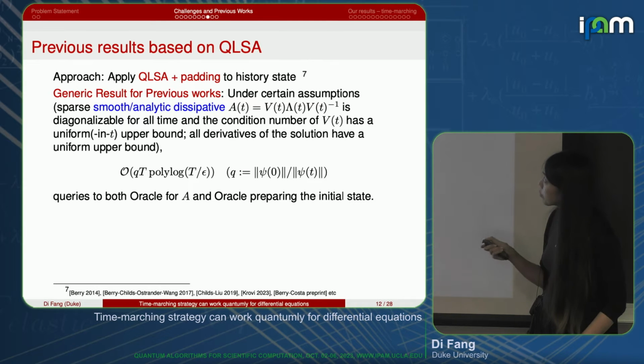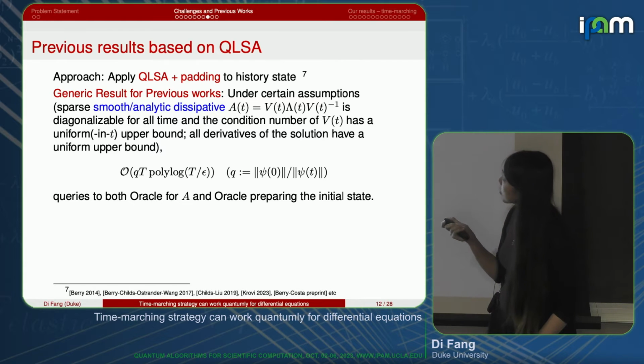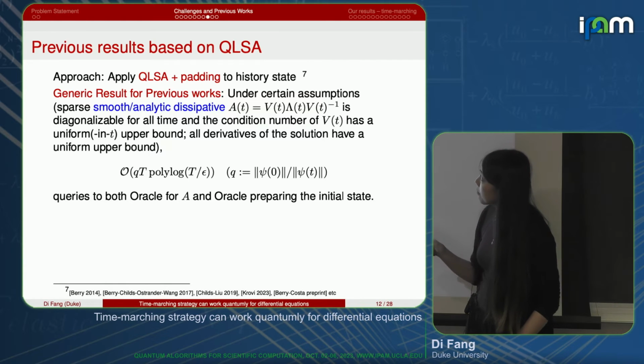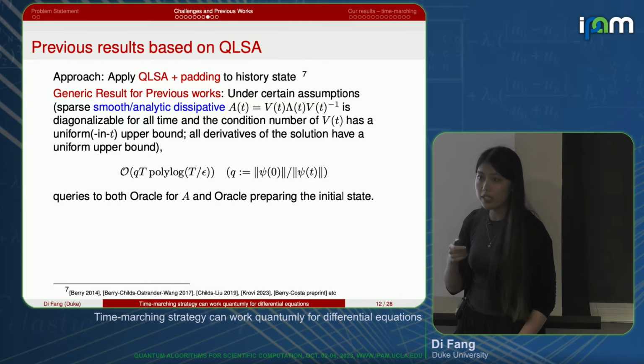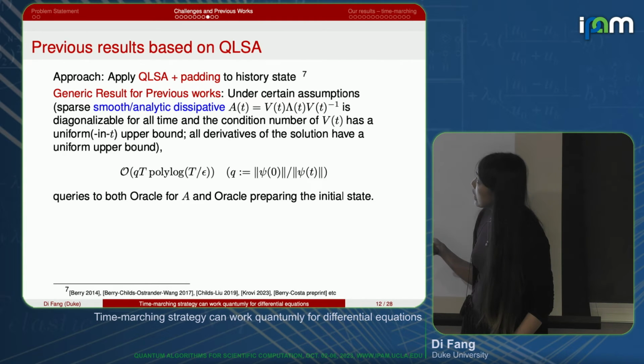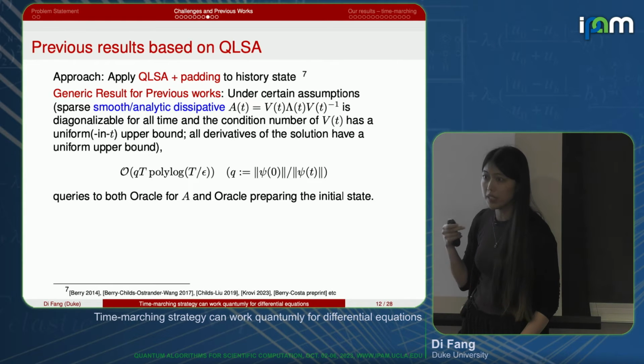Now I would like to show you for time-dependent Hamiltonian simulation specifically, if you use QLSA, this is a state-of-the-art result in that scenario. So now I want to discuss some of the assumptions. Number one, you need sparsity, which I already discussed why. Number two, you need to assume the coefficients are actually smooth. In particular, actually, you need it to be analytic in order to achieve a log dependency in the procedure.